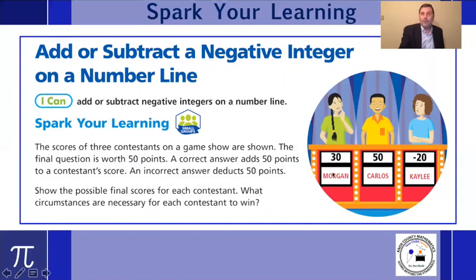What would it take for Morgan to have more points in the end than Carlos or Kaylee? Or what would it take for Carlos to have more points? Or actually Kaylee to end up winning, even though she's behind right now?